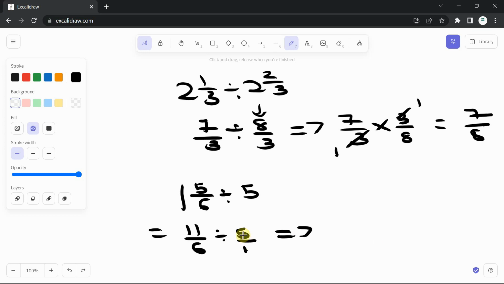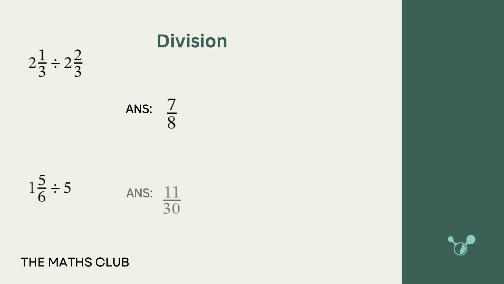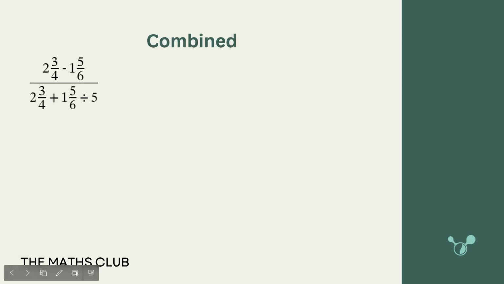We'll take the inverse of the right hand side. So that will be 11 over 6 multiplied by what? 1 over 5, right? And if you solve that, 11 times 1 is 11, 6 times 5 is 30. So that will be 11 over 30. Great, great. Let's solve this last question.